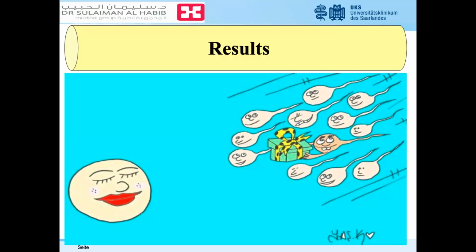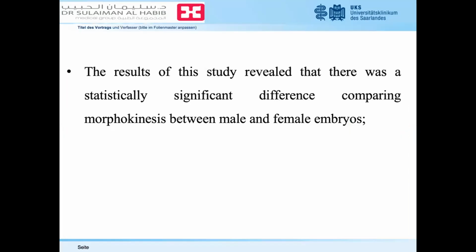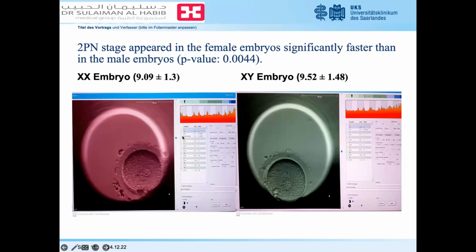In the results of this study, there were statistically significant differences comparing morphokinetics between male and female embryos. Firstly, we found there is a difference between male and female in the appearance of the pronuclei, which the slide shows: in the XX embryo, the pronuclei appear sooner or faster than in the XY embryos. The time for zygote formation in the XX embryos occurs within 9 hours, whereas in the XY embryos it occurs within 9.5 hours.